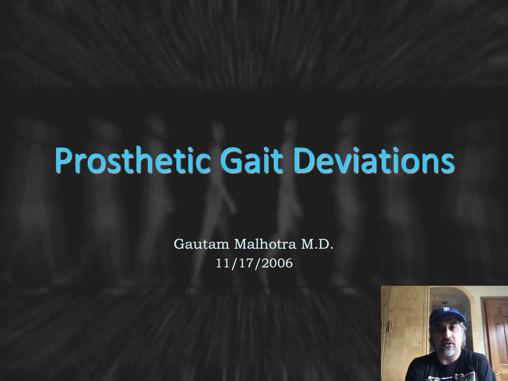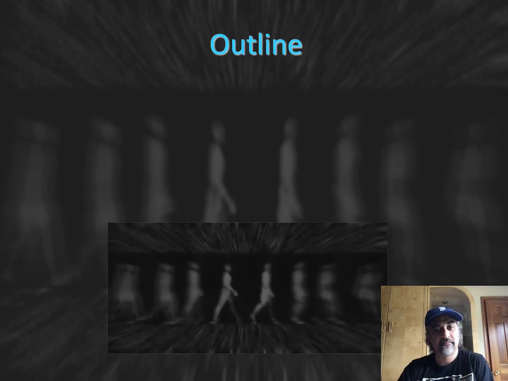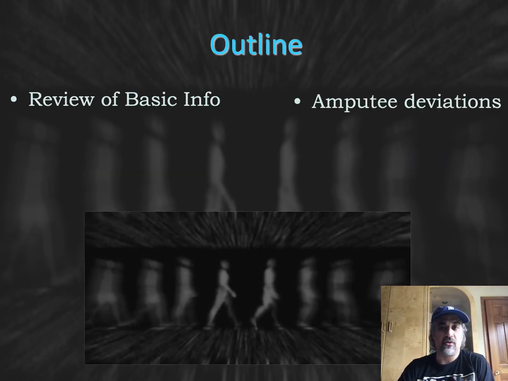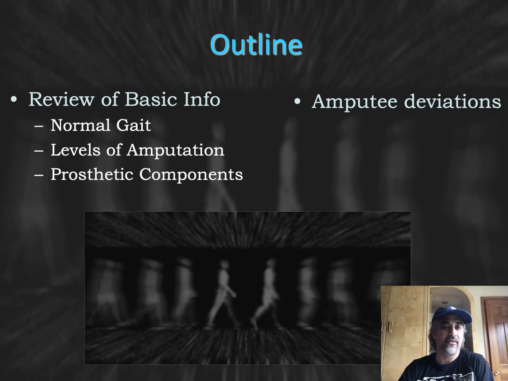I collected all of the information that we had from the various different prosthetic courses, our textbooks, and even stuff from our local prosthetists. So hopefully this helps. So outline, we're going to go basically through basic information about normal gait, levels of amputation, prosthetic componentry, and I do have an introductory prosthetic amputee lecture elsewhere that you can find.